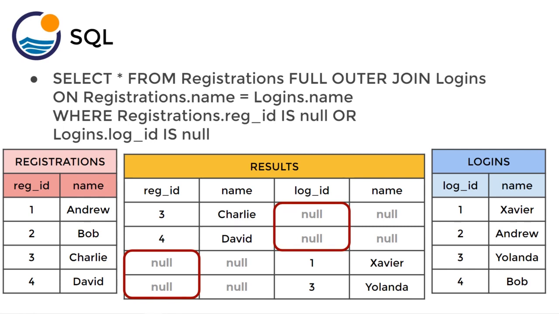And that essentially removes those first two rows, which was the match for Andrew and Bob. And now this is going to show us the results that are unique to only table A or only table B. We no longer have rows that can be found in both tables. Essentially, the exact opposite of an inner join.